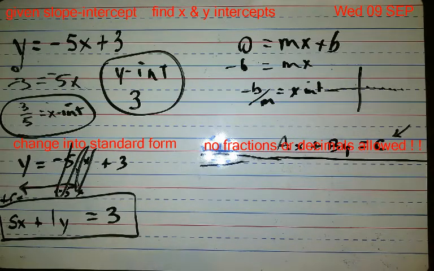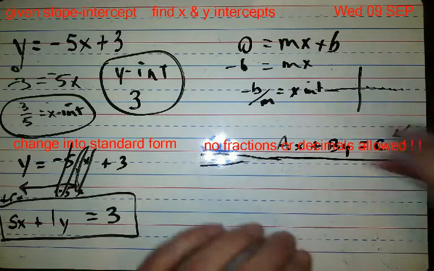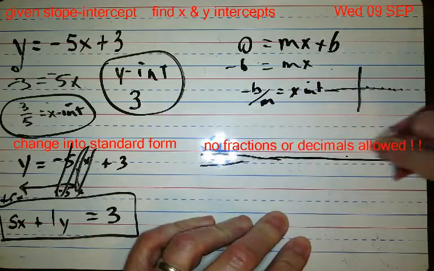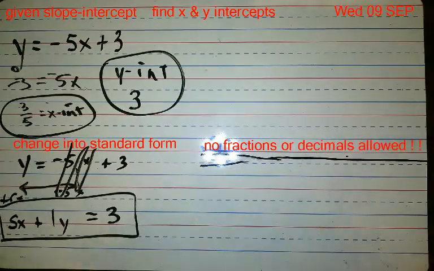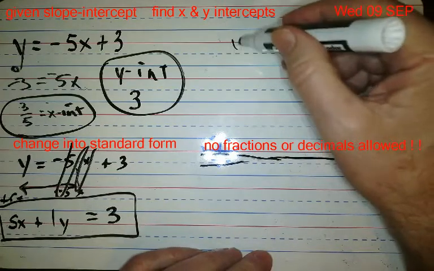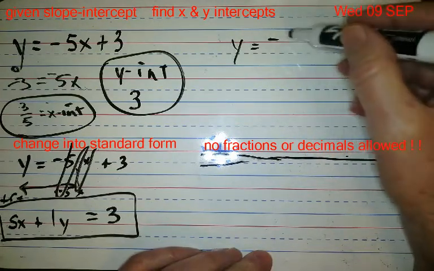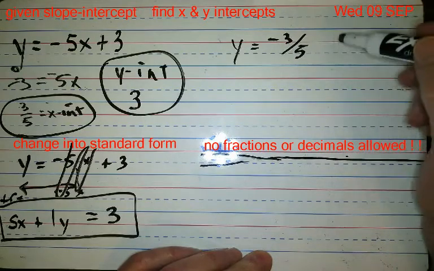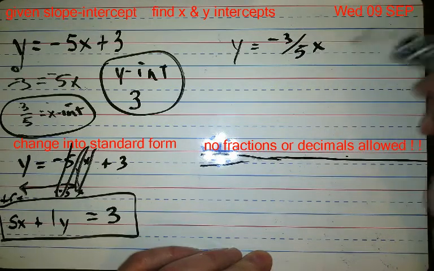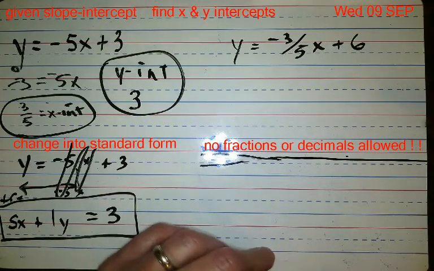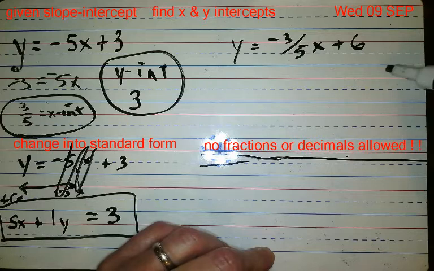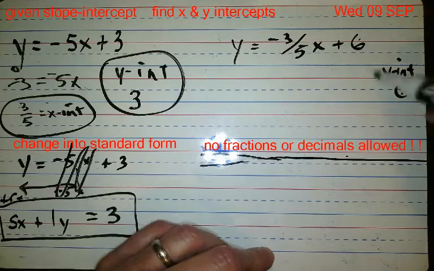So now let's do one that has fractions in it. Because like we said, ain't no fractions allowed. So we got to get rid of the fraction. So what if we started with something as wonderful as this? y equals negative 3/5 x, let's say plus 6. Why not? Okay. So to find the y-intercept, we know the y-intercept already. The y-intercept is the number that's at the end, so the y-intercept is 6.